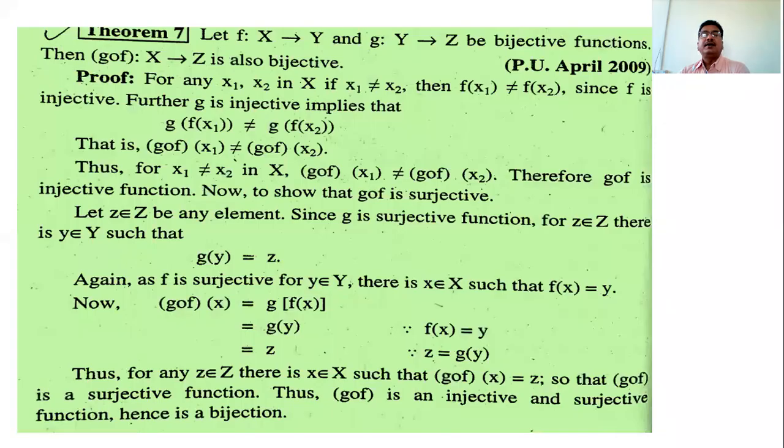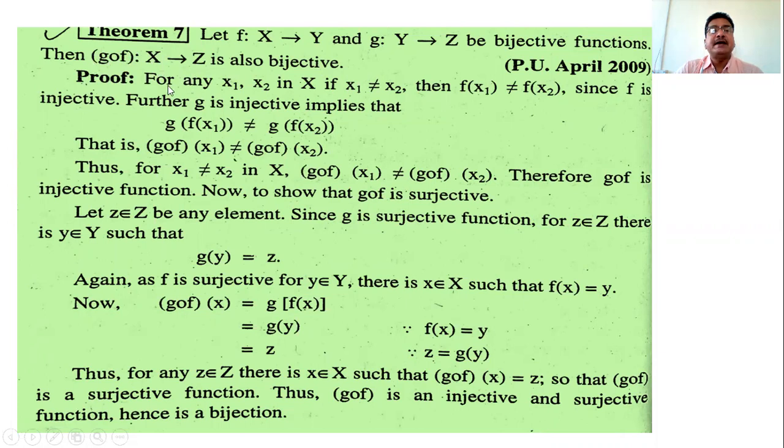So one more theorem on this topic: let f from X to Y and g from Y to Z be bijective functions. Then show that their composition, g circle f from X to Z, is also bijective. That is what is given. The functions f and g are bijective, and we have to show that the composition g circle f from X to Z is bijective.